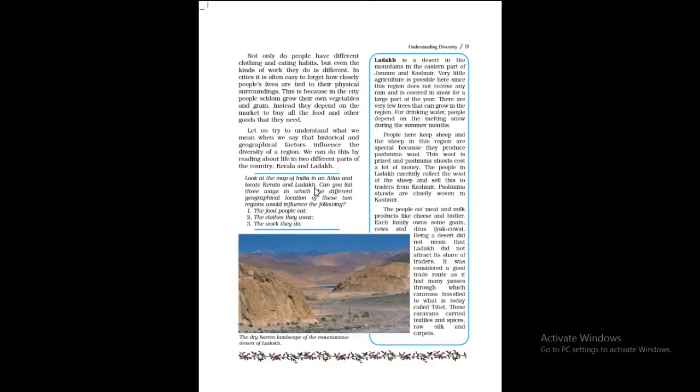See, Kerala. Look there, locate there, in the map of India. Can you list three ways in which the different geographical location of these two regions would influence the following? One is in the hilly area, that is Ladakh, covered by snow. Another is at the seaside, that is Kerala. So the food people eat there, the clothes they wear, the work they do, are different. So you have to list three ways.